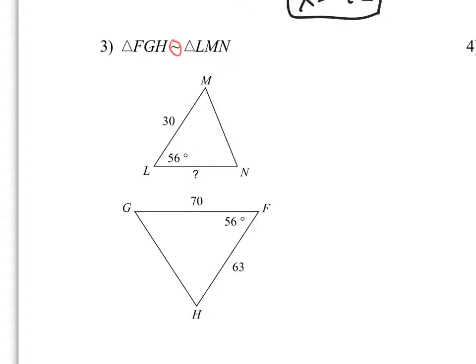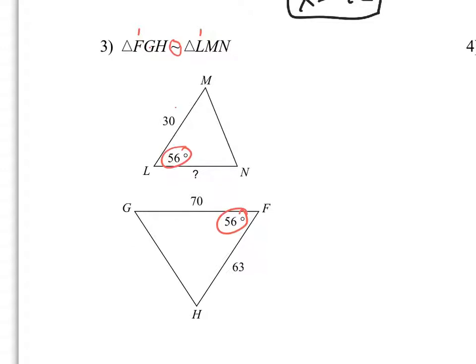We can also look on the picture. They gave us an angle, the 56. So L matches with F, and you notice how they're both in the first positions. Okay, so we have enough. We can match up the sides even though they're not in the same orientation. So let's see what we can do.